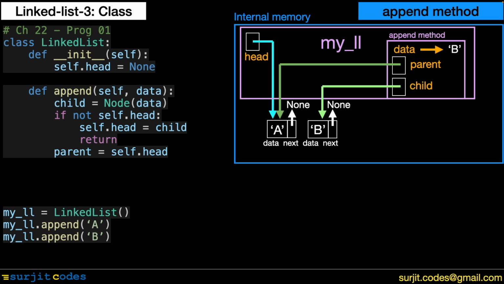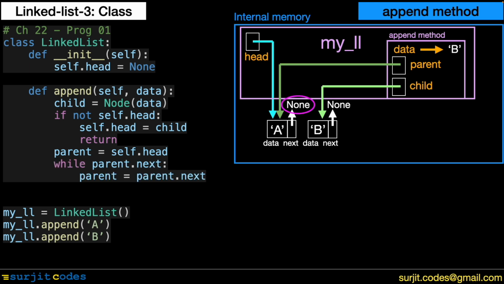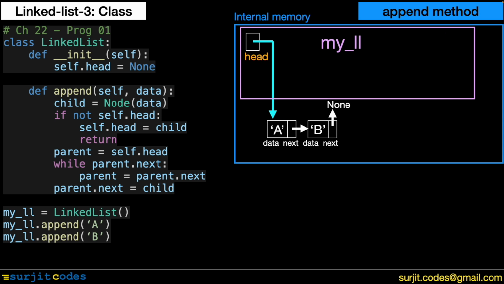For this, we save head in a variable parent. As parent.next is None, it means that it is the end of the linked list. So we do not enter the while loop and save child in parent.next. We have now appended two nodes to the list and the append method ends.